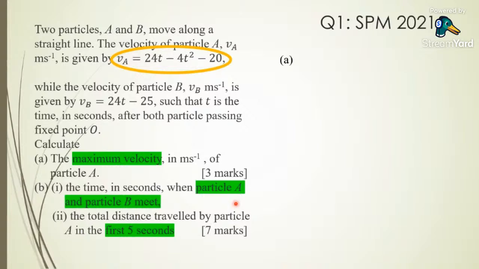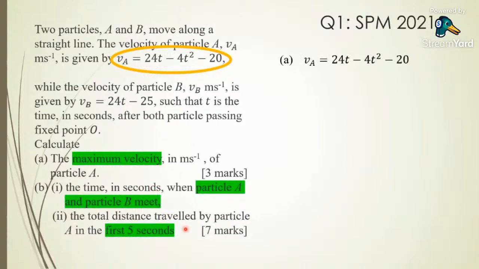And then B2, the total distance traveled by particle A in the first 5 seconds. So in the first 5 seconds, it is only particle A. Particle B we don't care about, we find particle A. This one is 7 marks for both B1 and B2. Okay, so let's see how we solve.